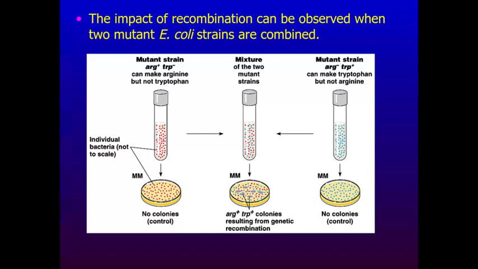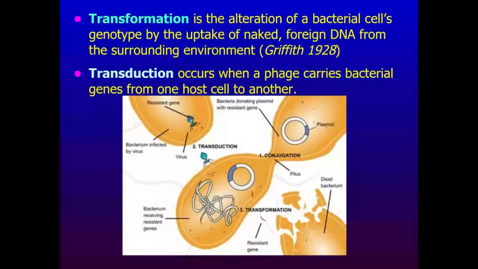So let's look at what those transformation and transduction are. Let's start off with transformation. Transformation is basically the uptake of naked DNA that's in the environment into a new cell. Naked DNA, what does that mean? When a bacterial cell dies, it releases its DNA, and more importantly, it releases its plasmids into the environment. Well, we now know that just about any species of bacteria can pick up that DNA or those plasmids from the environment and take them in.